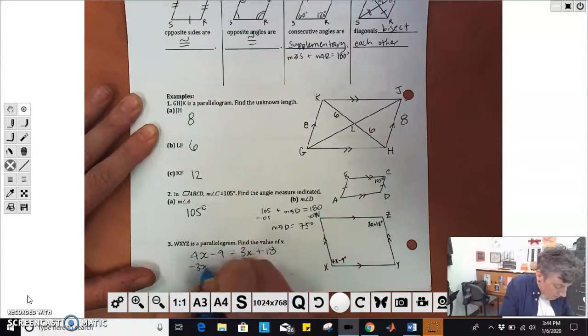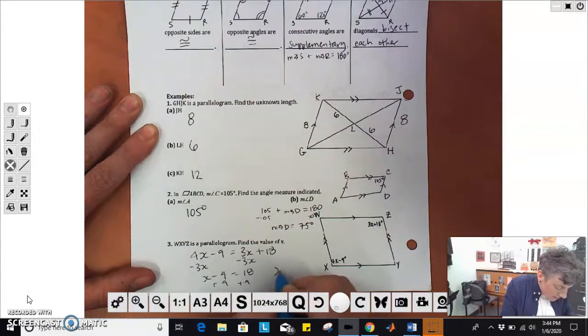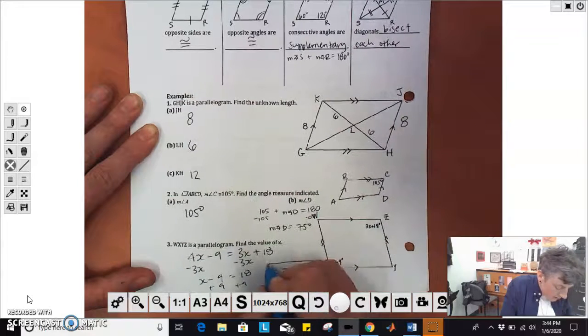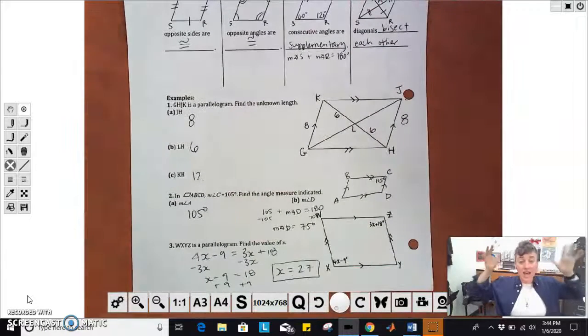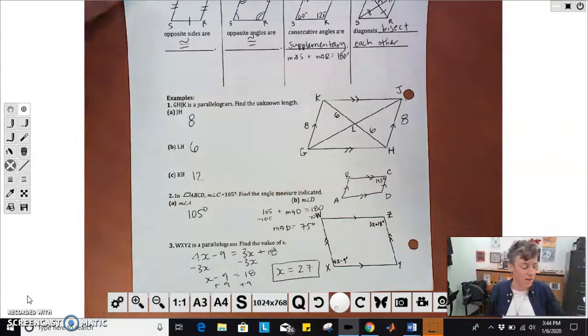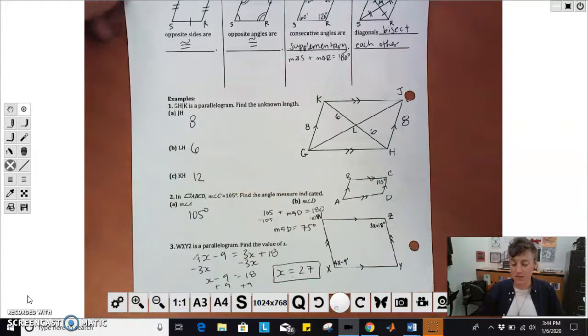We'll do a little subtraction action. x minus 9 equals 18, so x equals 18 plus 9, which is 27. Yay! All right. You guys are doing great.